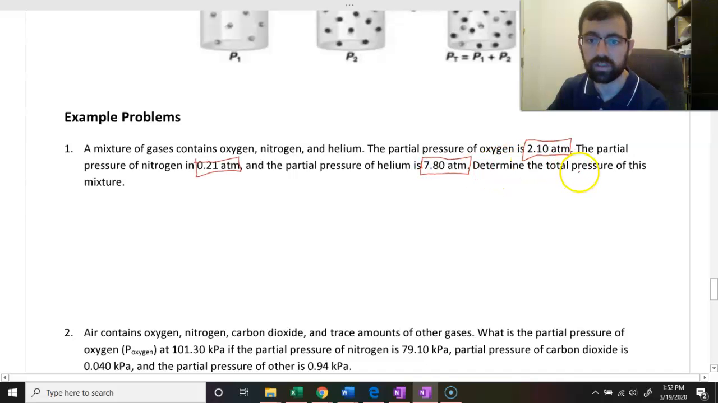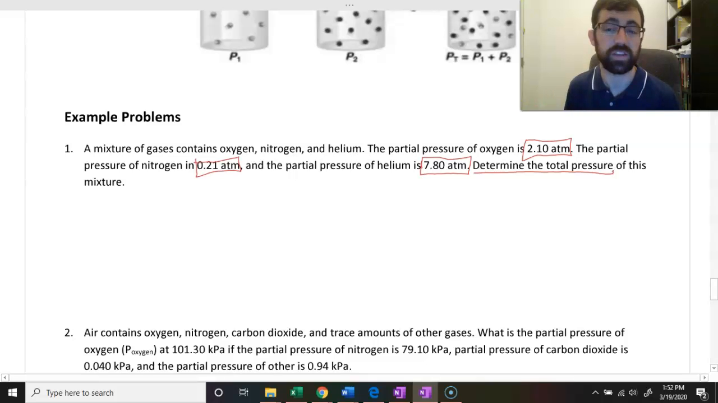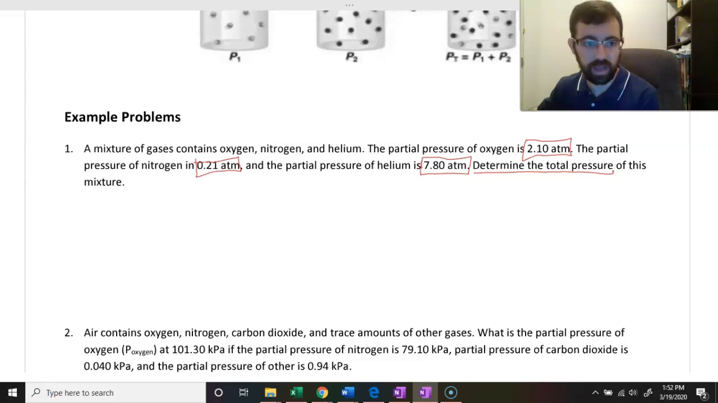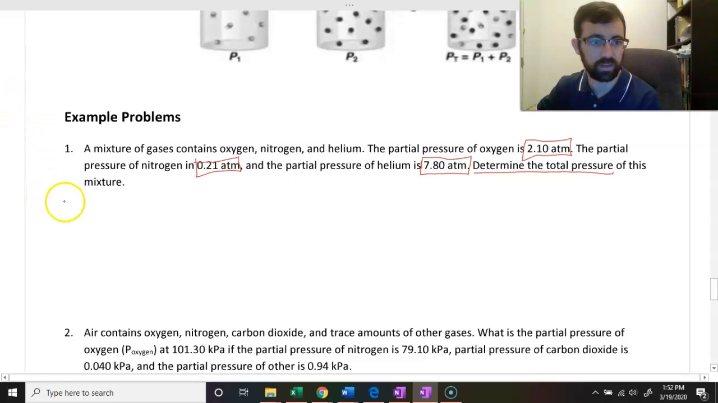Now we want to determine the total pressure. That's what it's asking for, the total pressure of the mixture. The total pressure is the sum of the partial pressures, so all I actually have to do here is add them up. It's still a good idea to go ahead and label our variables like we have for all the others. You could call it P1 or you could call it PO2. Let's just call it P1.